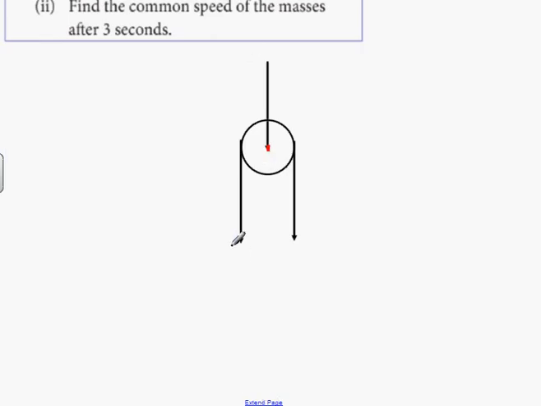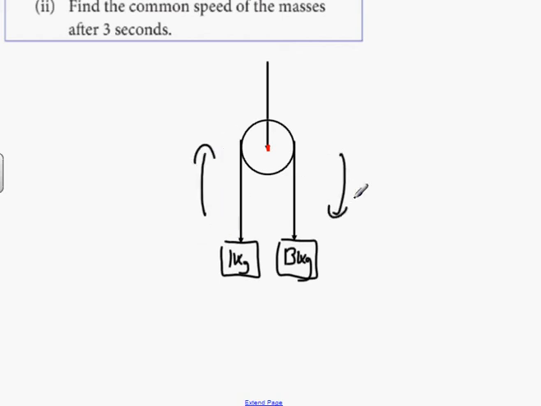It doesn't matter which one I put where, so I can say the left one's 13, the right one's 1, or the left one's 1 and the right one's 13. It really doesn't matter, okay? So that's 1 kilogram, that's 13 kilograms. Now, what do you predict to happen here once we release the system? That one goes flying upwards, this one goes flying downwards, okay?